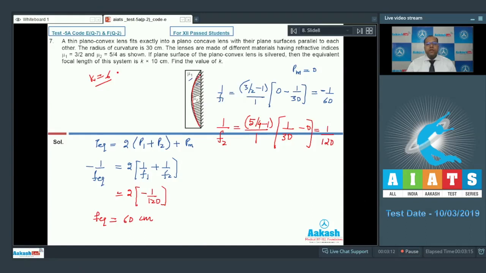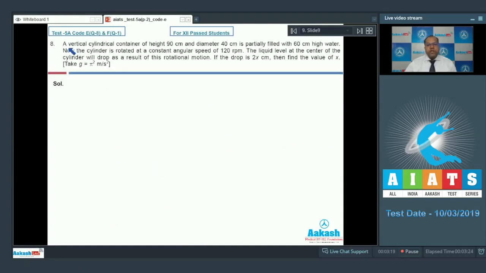Let's move to question number 8. In question number 8, a vertical cylindrical container of height 90 cm and diameter 40 cm is partially filled with 60 cm high water. Now the cylinder is rotated at a constant angular speed of 120 rpm. The liquid level at the center of the cylinder will drop as a result of this rotational motion. If the drop is 2x centimeter, then find the value of x.